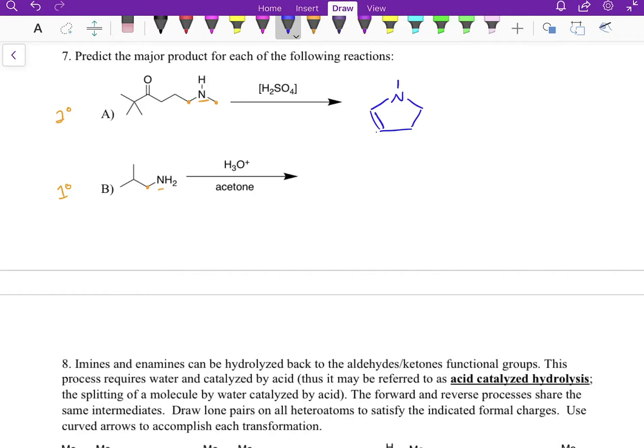So can't forget the methyl group, and then right there. So now we have our enamine, and if we move to the next one, we know we're going to have a double bond directly on the nitrogen, and we can quickly get our answer.